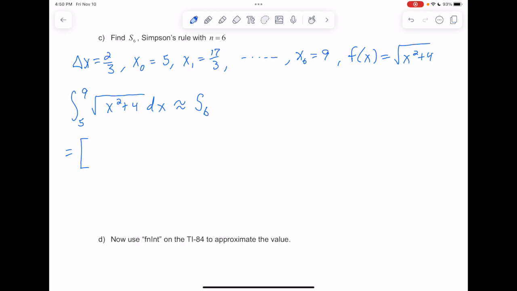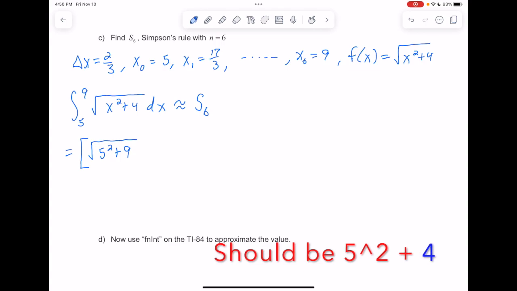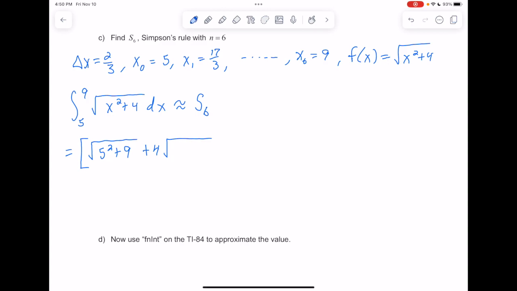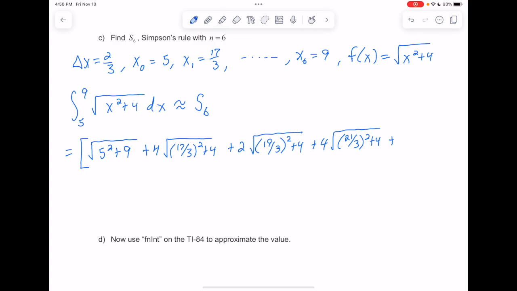So the first one's just a 1, so that's going to be the square root of our left-hand endpoint, which is 5. So 5 squared plus 4 inside the square root. Then we do the multiplier by 4, and we plug in the next one, which would be the 17/3. So 17/3 squared plus 4. Then we switch to a 2 multiplier, 19/3 squared plus 4. And then you just keep going back and forth between 4s and 2s. So now we're at a 4. We have 21/3 squared plus 4. Then we're back to a 2.